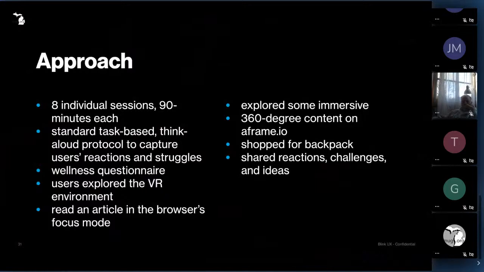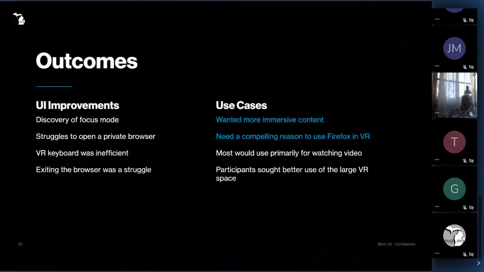So, get on there and read an article in the browser's focus mode, have them explore some immersive 3D content that's available online, have them do other kinds of activities that people do online, shopping for backpacks, things like that, sharing their reactions, challenges, and ideas. And ultimately the outcomes out of this, we think about UI improvements that we can make in there.